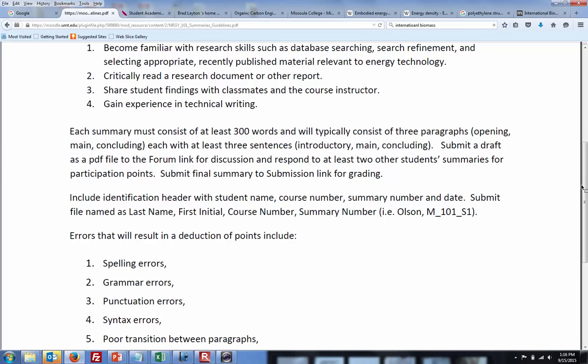Period. Submit file named last name, first initial, course number, and summary number. People are using that as their header. That is only how you save your file to submit it. Those are two separate sentences there. So what is it going to look like, Brad? I mean, where can the folks online see?